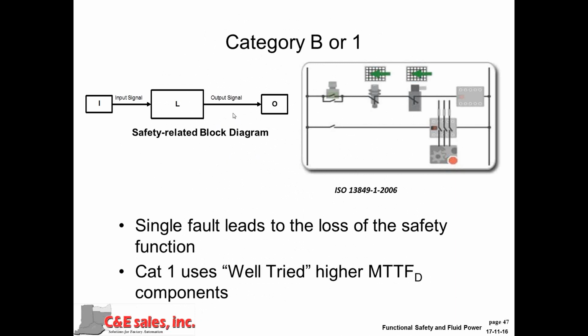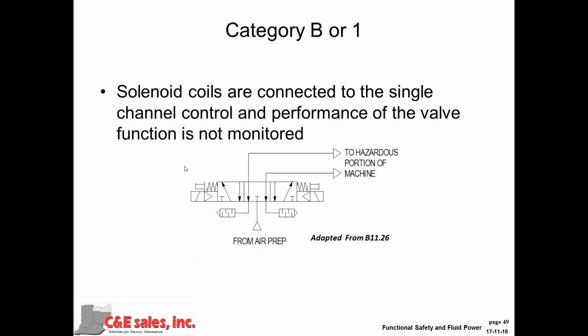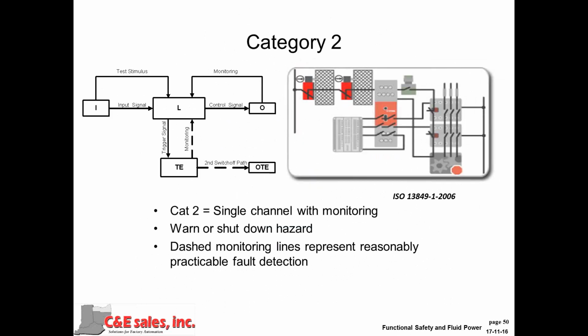Category B and 1 are safety-related. The block diagram shows them in series. If any one device fails to danger, then the entire system fails to danger. It's a very simple circuit. The only difference between a category B and 1 is the mean time to failure. The fluid power would be very simple. I would have a valve and a control, no monitoring, no parallel paths.